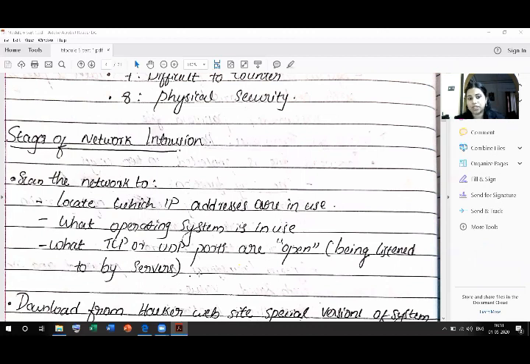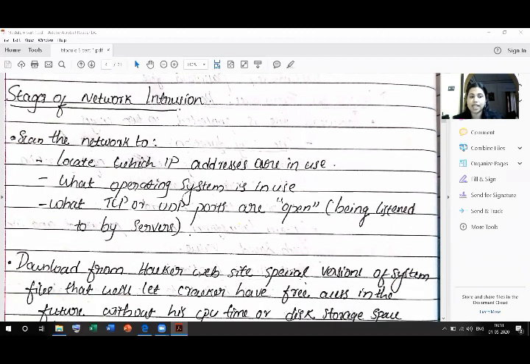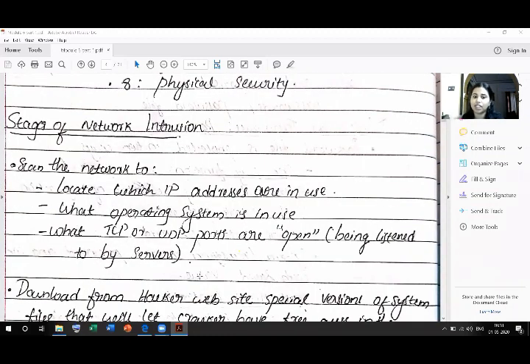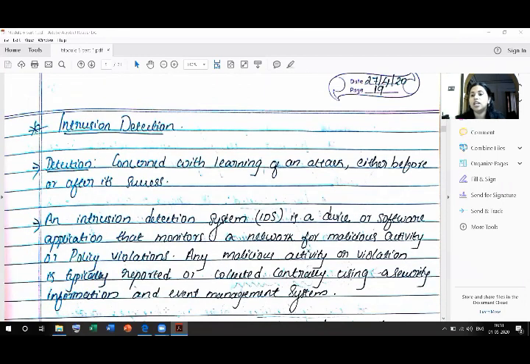Next one, stages of network intrusion. In the stages of network intrusion, we scan the network. We have already talked about system security. In case of network intrusion, we need the IP address. Locate which IP addresses are in use, what operating systems are in use, and which TCP (Transmission Control Protocol) and UDP ports are open. That is the information needed in case of a network. In systems, we have passwords and password cracking, and in networks, we need IP addresses and which operating systems are used. Next topic is intrusion detection.